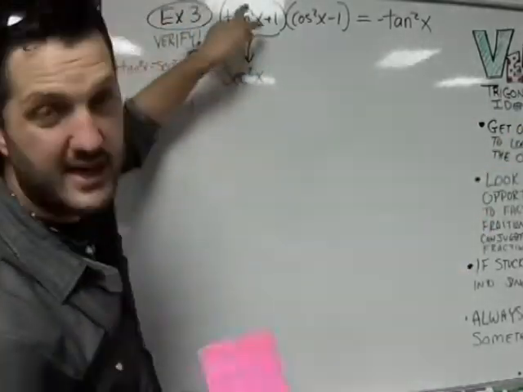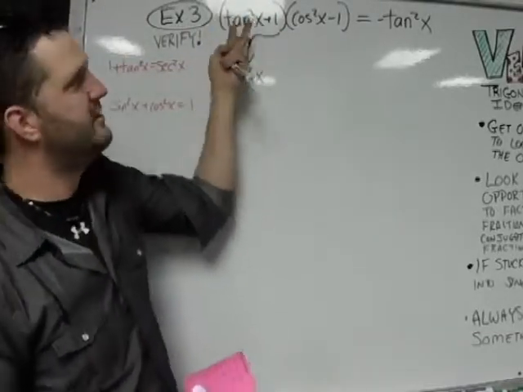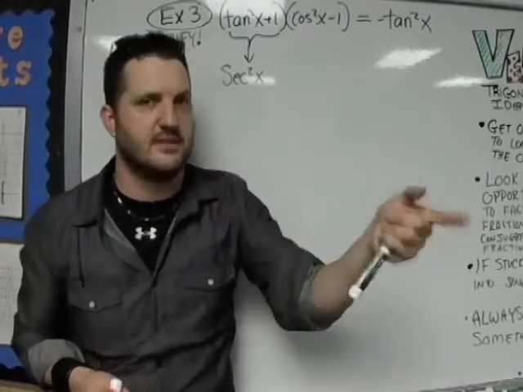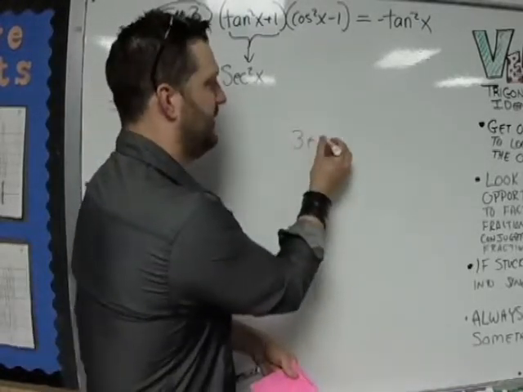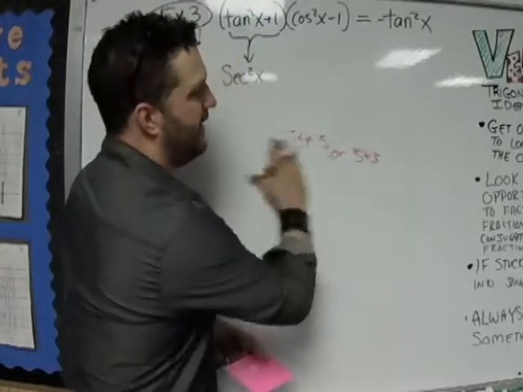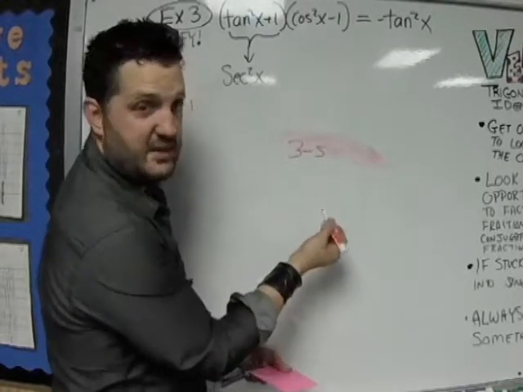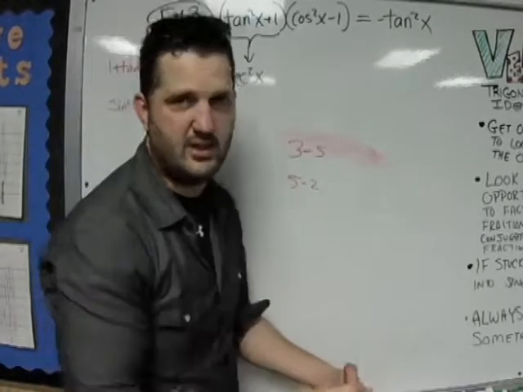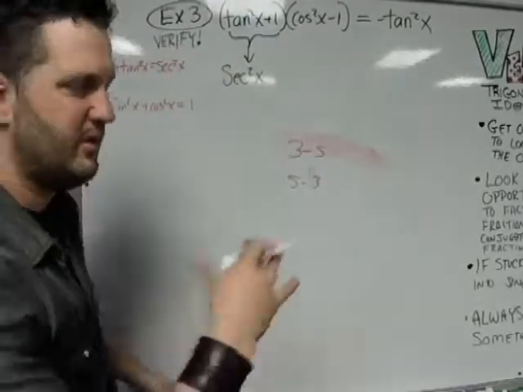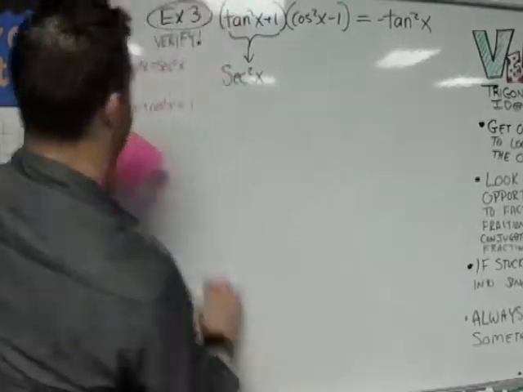On the previous one, when I say tangent squared x plus 1, it doesn't matter. It doesn't matter the order that you add two things. Just like in adding, if I said 3 plus 5, it's the same as 5 plus 3. Both of them are 8. But if I'm subtracting, 3 minus 5 is negative 2. 5 minus 3 is positive 2. So the order you subtract definitely matters. The order that you add does not. So I've got to get this right.